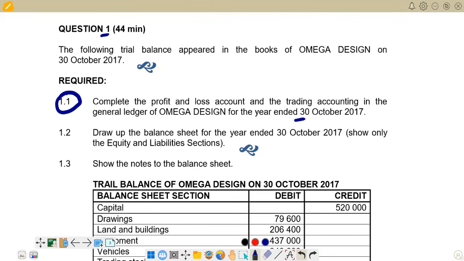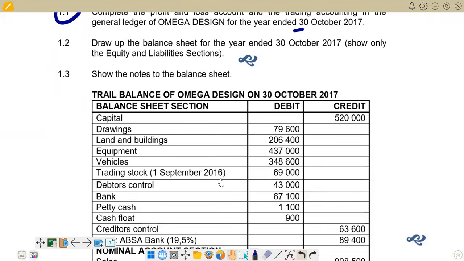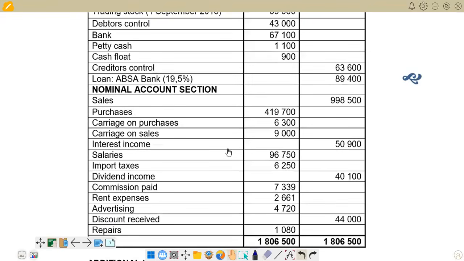Remember, our financial year is usually on a one year basis, that is on an annual basis. And this year is ending on 3rd October 2017. So this is what we have. And then if you look at the question there, we've got information that we are given: the trial balance of Omega Design on 3rd October 2017, where we've got the balance sheet section, debits and credits, with the information that we are given.